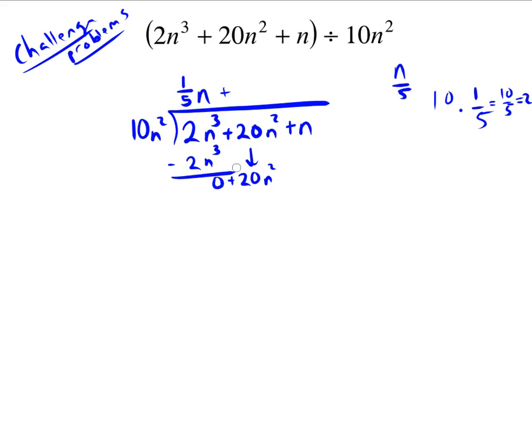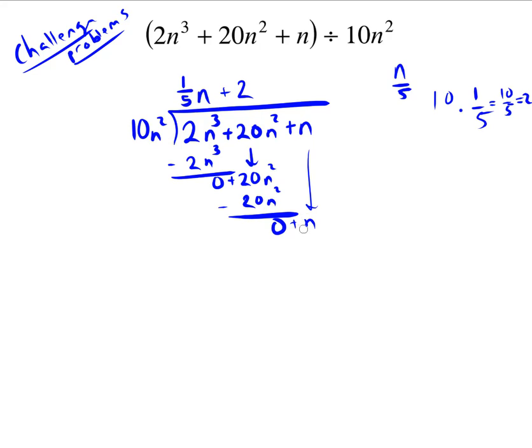Now once again, I say, how many times does 10n squared go into 20n squared? I don't need to worry about this 0 because it's basically gone, right? So it goes in 2 times. 2 times 10n squared is 20n squared, and I subtract and I get 0. And once again, I bring down the n, and I don't need to worry about that 0. 10n squared goes into n.